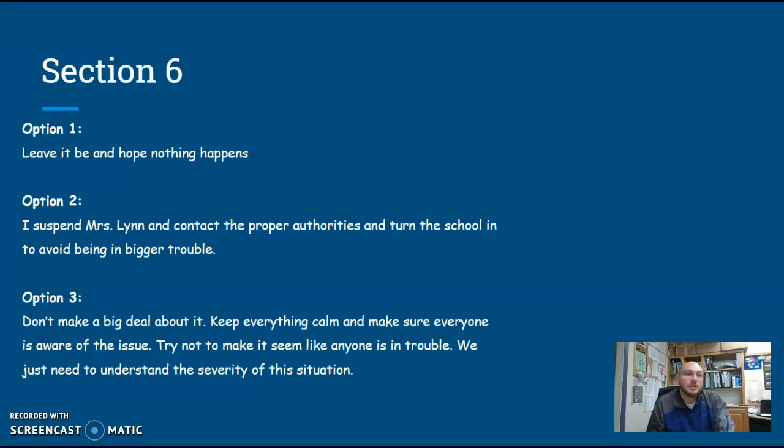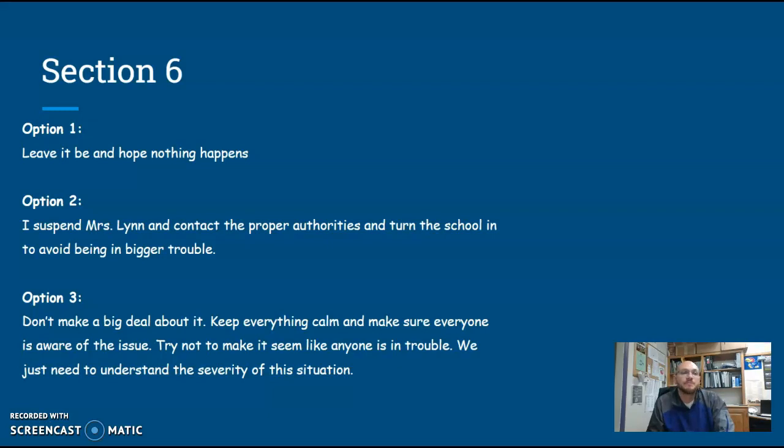Option two, this is the more liberal, like, I guess, in a sense, in my mind, panic mode. You suspend Mrs. Lynn, potentially, you write her up for the whole thing, and you contact the proper authorities, turn the school in, basically to avoid being in bigger trouble. This, I think, is a little overboard. I don't think it needs to get to that.